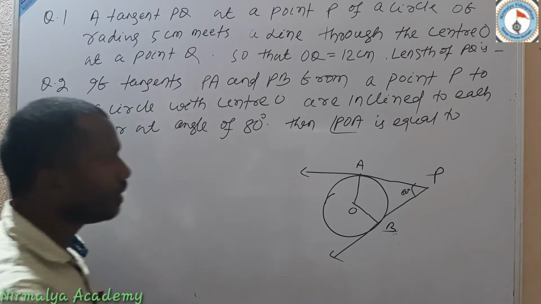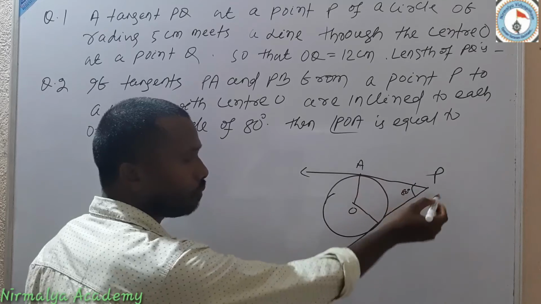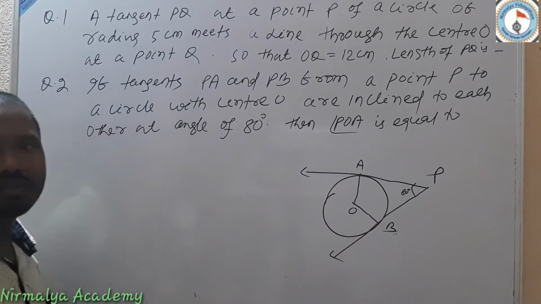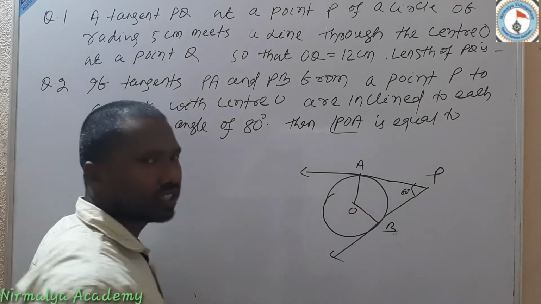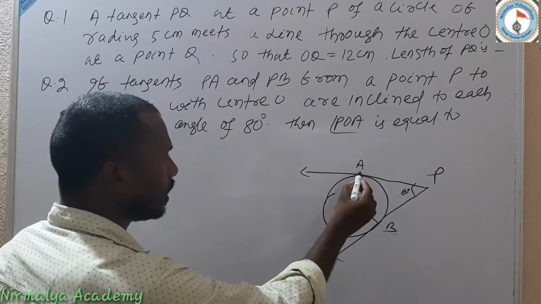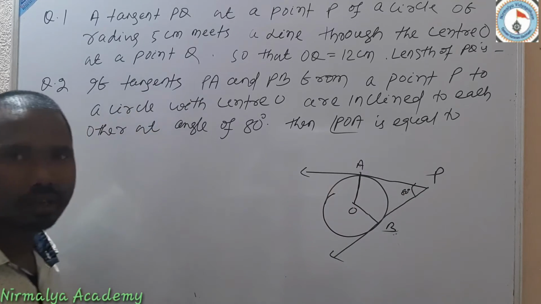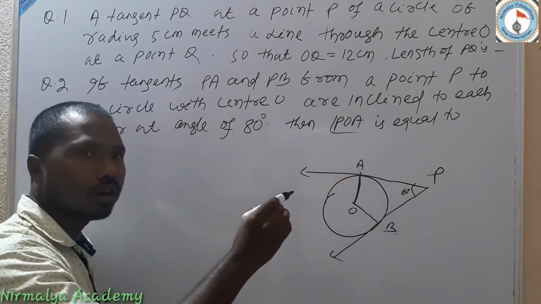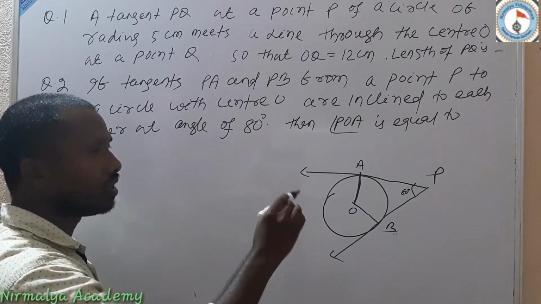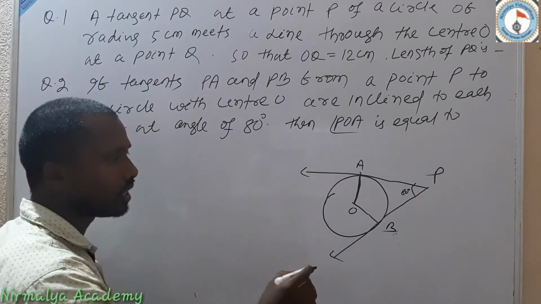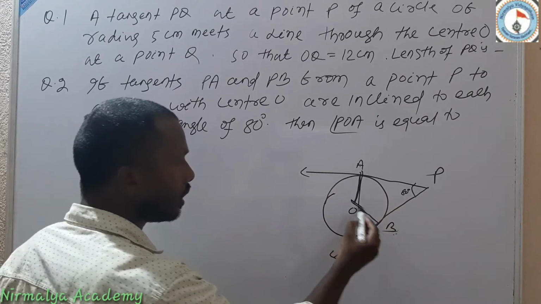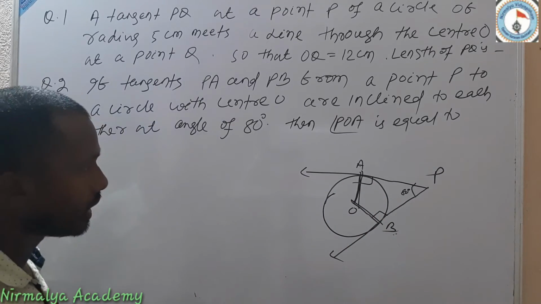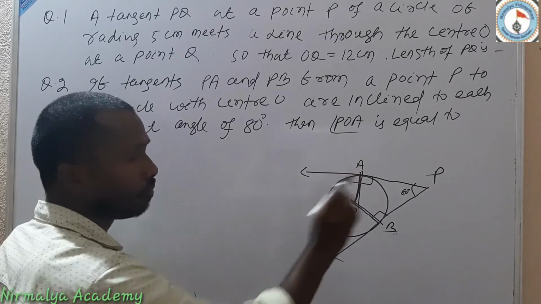Then OAPB is a quadrilateral. In this quadrilateral, if we apply the angle sum property, it will be 360 degrees. Again, OA is perpendicular to PA because PA is tangent and OA is radius. And a tangent drawn at a point of a circle is perpendicular to the radius through the point of contact. That's why OA is perpendicular to PA and OB is also perpendicular to PB. So each is 90 degrees. Angle OAP is 90 and angle OBP is also 90.